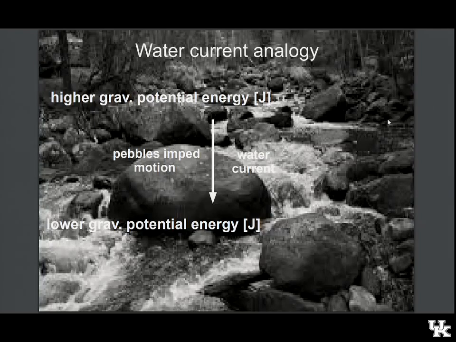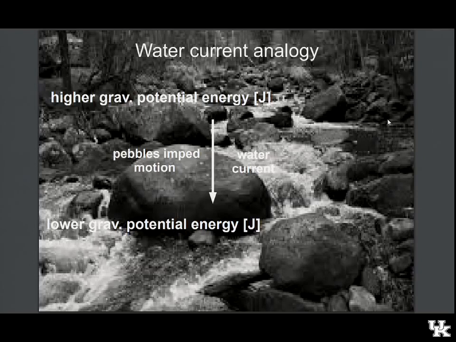So in the microscopic model, I'm going to draw another analogy with the water flow. When water flows, say, along a river or a stream or a brook, it's flowing from higher gravitational potential energy to lower gravitational potential energy. Its flow is typically impeded by the rocks and the pebbles and the stuff in the stream.